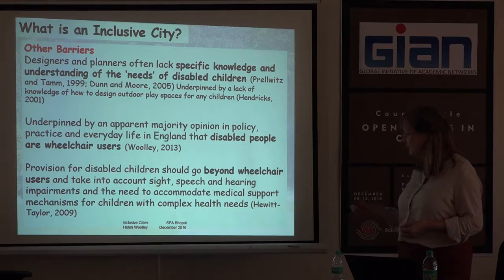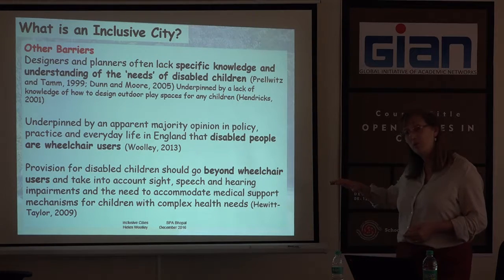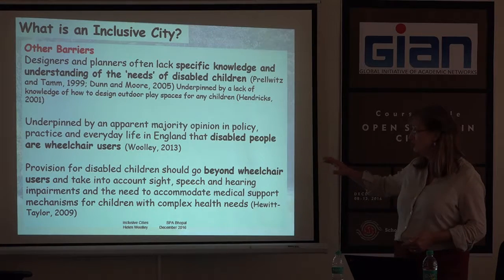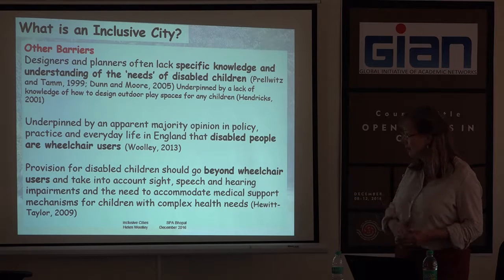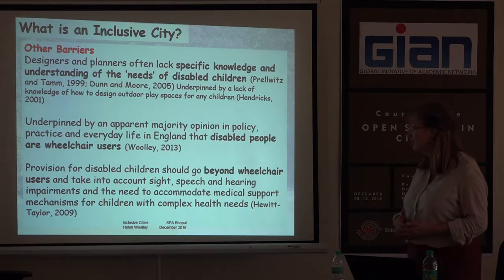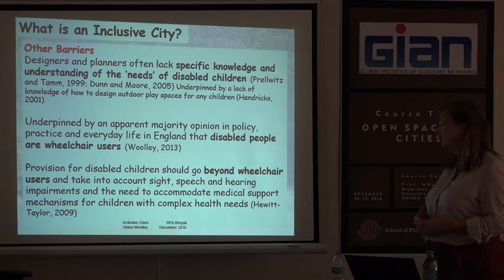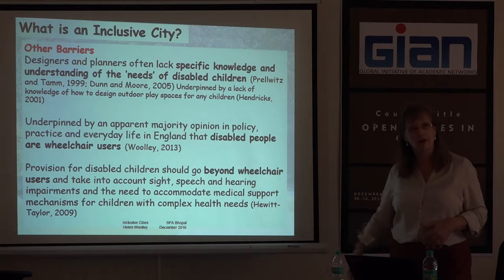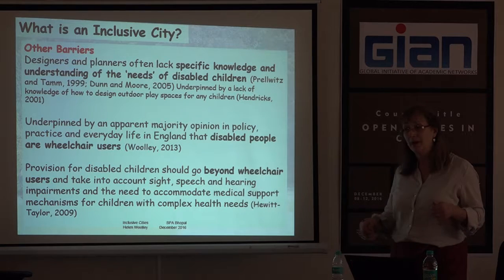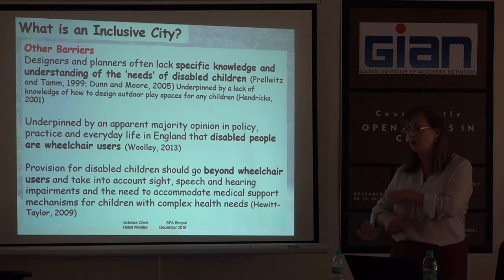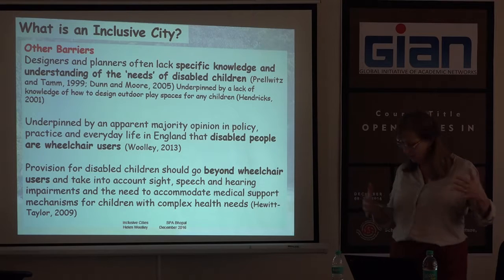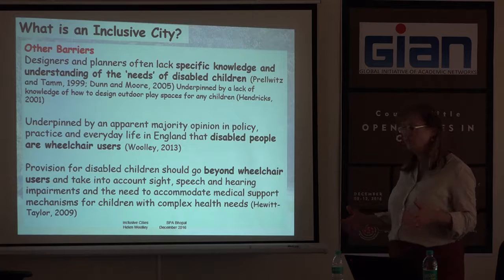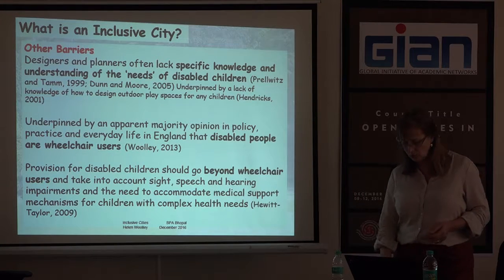And here's a piece of work by Hewitt and Taylor. They are medical researchers, not built environment professionals, who talk about how we need to take into account sight, speech and hearing impairments, and the need to accommodate medical support mechanisms for children with complex health needs. This last thing is about children who might need to have drips or tubes in, and they are in a complex wheelchair, because you get very different sorts of wheelchairs. Often play spaces aren't properly accommodating those.